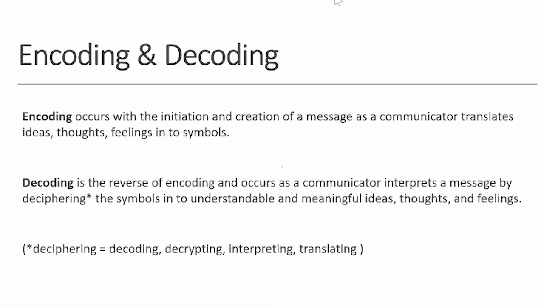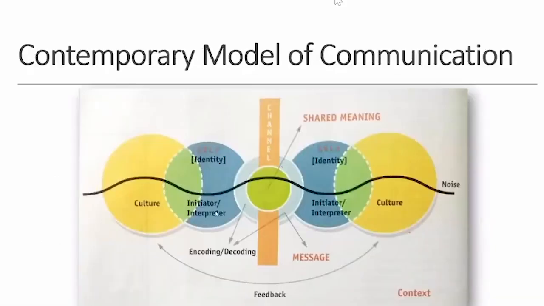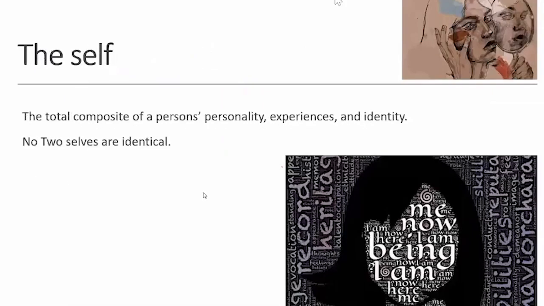So every time to encode and to decode, we should have symbols. That's the basis of communication. Those are the basics of communication, right? So in communication, what we do is we initiate, we interpret, and we send messages. To send a message, we encode it, and the other party needs to decode it. That's the way we engage in communication.